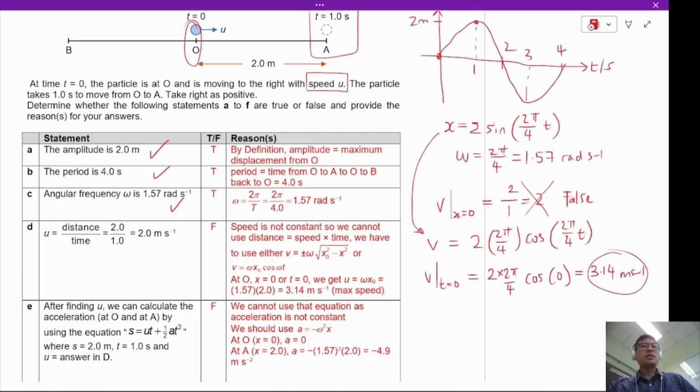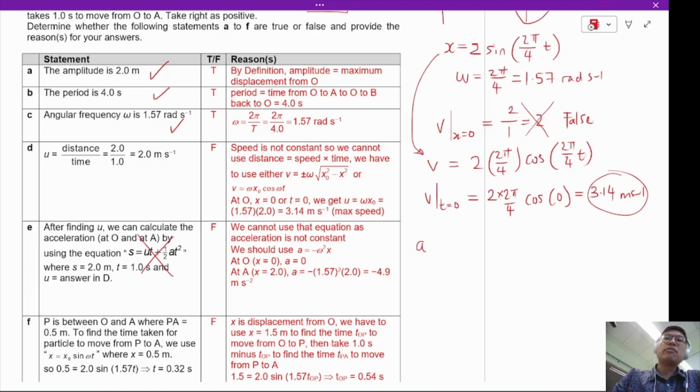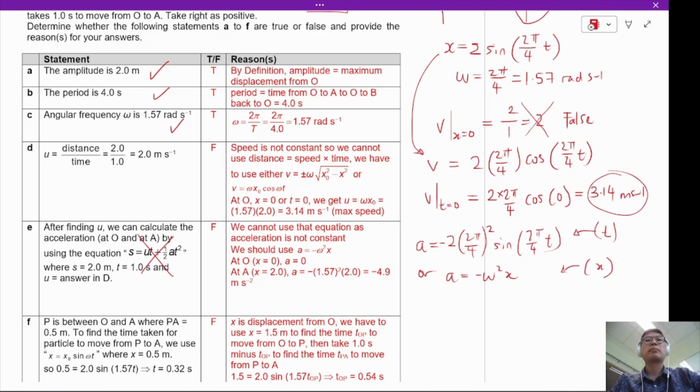Okay, after finding u, we can calculate the acceleration using s equals ut plus half at squared. Of course, this is not true, because for the acceleration we have to use this formula: 2 pi over 4 squared sine 2 pi over 4t. Or you can use the acceleration formula a is minus omega squared x. This formula is with respect to t, and this formula is with respect to displacement. So this is false and this is false.